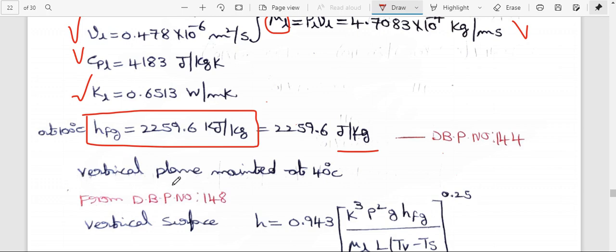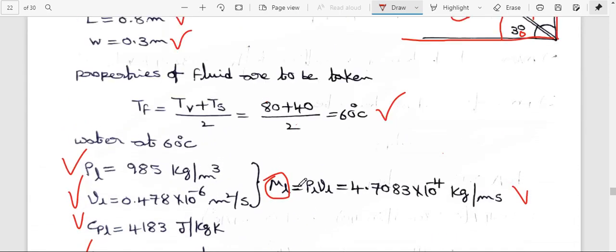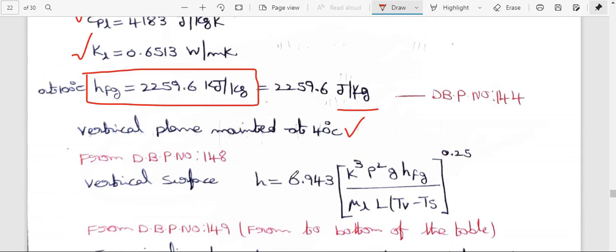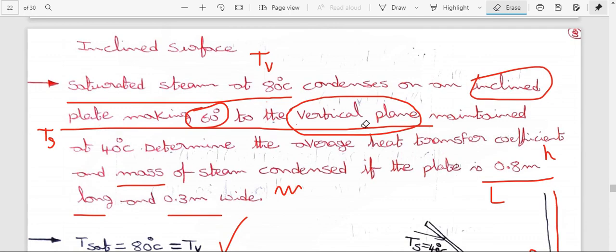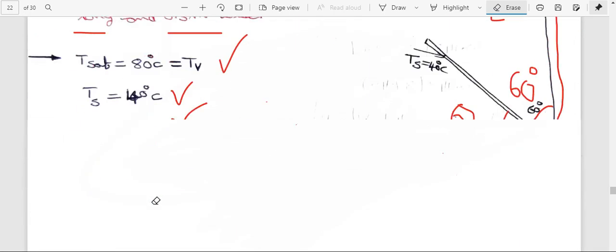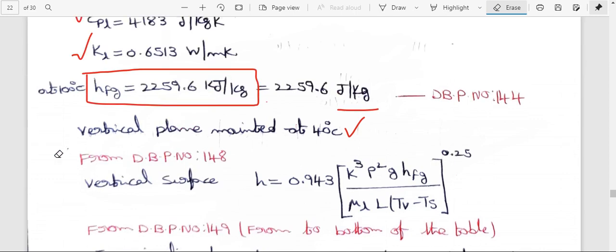So here the vertical plate is maintained at 40 degrees. Sorry, I think it is 60 degrees. So here 60 degrees. No, this is 40 degrees only. So the vertical plate is maintained at 40 degrees. This is the surface temperature of the vertical plate. So here 40 degrees, and we have to take from data book page number 148.